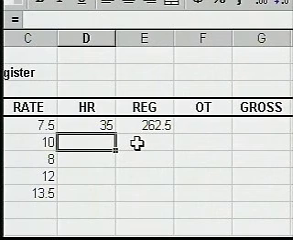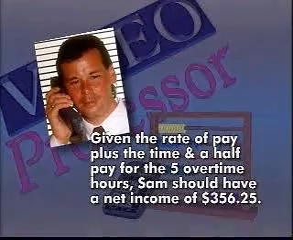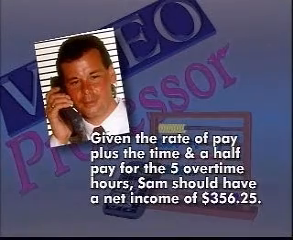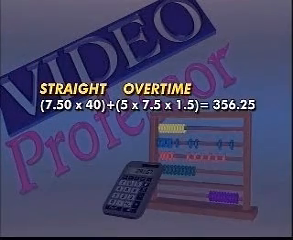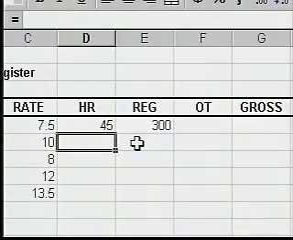But let's see what it does with hours in excess of 40 hours. Enter 45 hours in cell D5. Given the rate of pay plus the time and a half pay for the 5 overtime hours, Sam should have net income of $356.25. However, our regular pay if function won't calculate pay for more than 40 hours, so we are only given $300, 40 hours times $7.50. To pay Sam's overtime, we must create an if function that pays work hours in excess of 40.